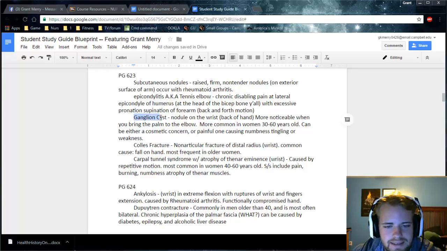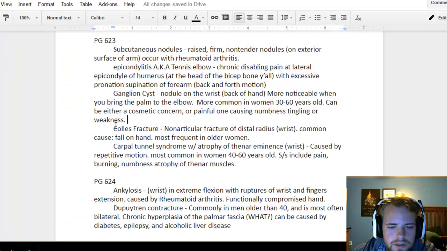elbow, right? Ganglion cyst, which is a nodule on the wrist, the back of the hand. More noticeable when you bring your palm to your elbow. More common in women aged 30 to 60 years old. Can be either a cosmetic concern or a painful one, causing numbness, tingling, or weakness.